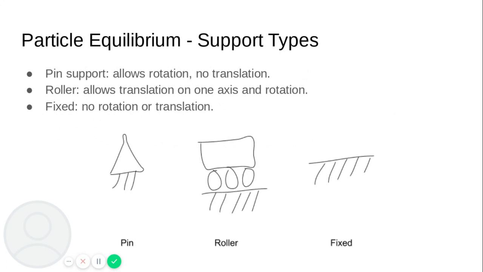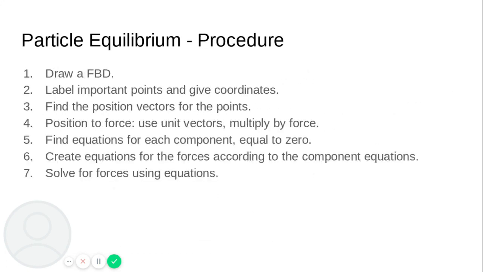A roller allows translation on one axis and rotation, so this would be like a typical roller, or it can also be, for example, a block of synthetic rubber, which is sometimes used in bridges for expansion purposes, which only allows for translation one way or the other. And finally, fixed support, fairly simple. It provides no rotation or no translation, so it'd be kind of like gluing two blocks together or something like that.